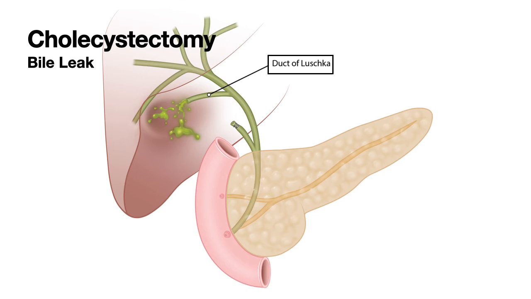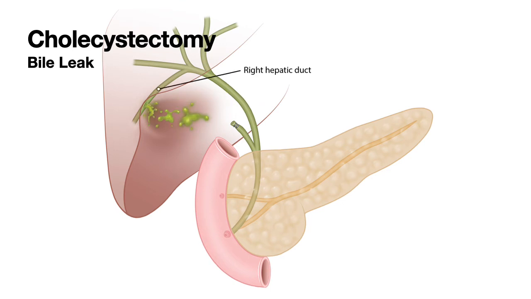Again, sometimes the right hepatic duct could be very close to the gallbladder bed, and as the gallbladder is being removed, there could be accidental damage to the right hepatic duct and a leak from that site.